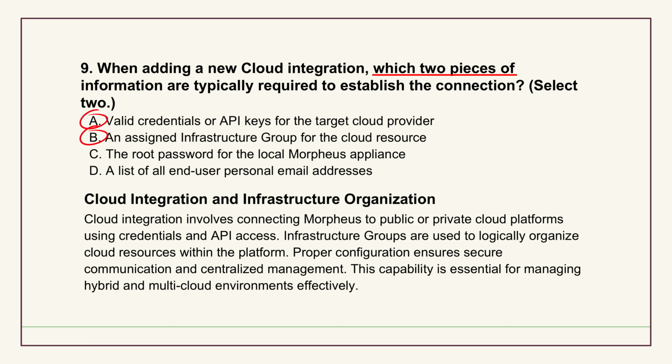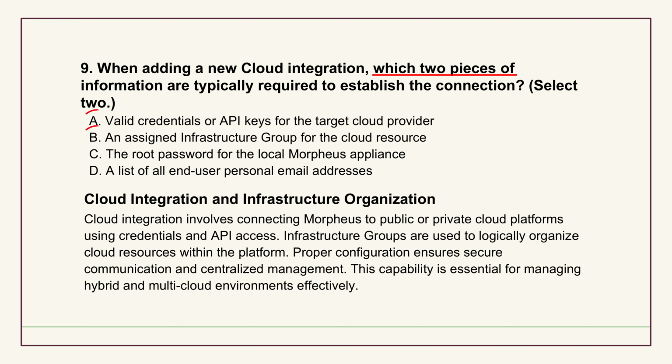Why can't I just connect it and organize it later? Because Morpheus is, at its core, a governance engine. It completely refuses to have orphaned resources just floating in the void. An infrastructure group is a logical container. Think of it like a folder or a region definition. It tells the system, this cloud belongs to the North America region, or this belongs to the prod environment.